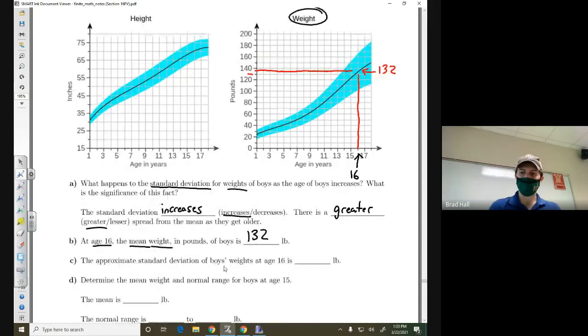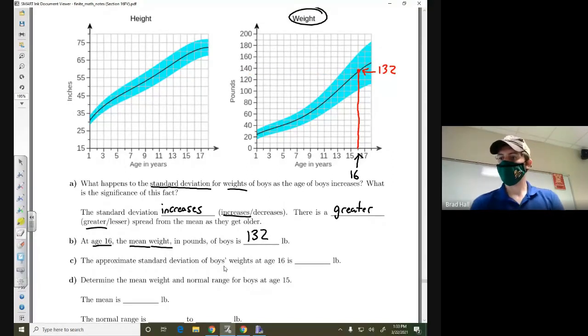Okay, so let's move on. And the reference, that was the point which we were looking at. Okay, so part C, the approximate standard deviation at age 16. So we're back looking at the same part right here, but now they want to know about the standard deviation. They want to know about the spread now, not the mean. They want to know about the distance from the mean.